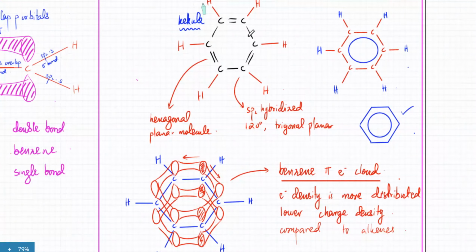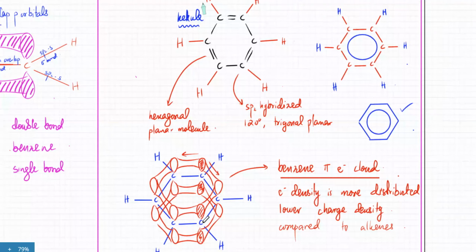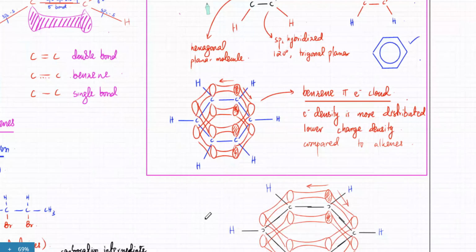Although this one gives you a pretty good idea of what benzene looks like, always think of the double bonds as not being in one place. Think of them as delocalized electron clouds, where the orbitals are all overlapping with each other. So that is what benzene looks like, and the electron density is lesser.